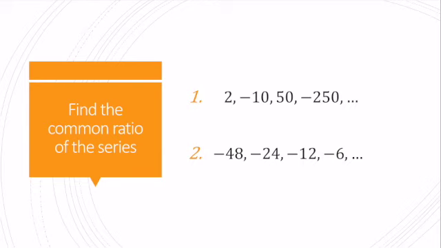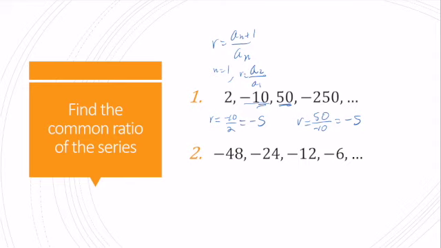So let's find the common ratio of these series. Like always, I'm going to take my second term divided by my first term, right? Because the formula is a sub n plus 1 over a sub n. Let's say n equals 1, then I'd have a sub 2 over a sub 1. So that gives me a ratio of negative 5. Let's check the next one just to be safe. If I take 50 over negative 10, I also get a ratio of negative 5. So the common ratio for our first series is going to be negative 5.